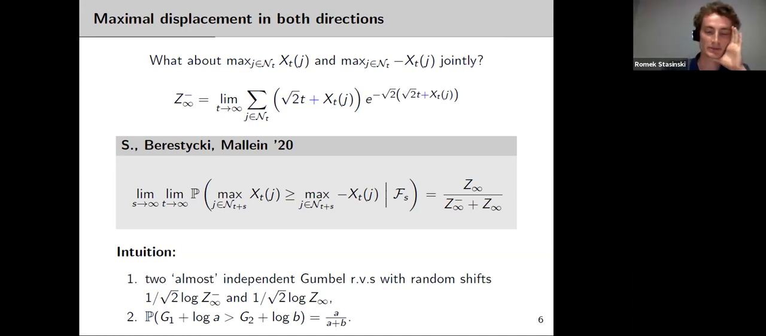I think that it could be understood in a slightly easier way, because basically, if you fix s, then we look at the particles at some time t plus s, or we could just forget about s and just look at particles at time s, and we look at the probability conditioned on the information that we have at time s.